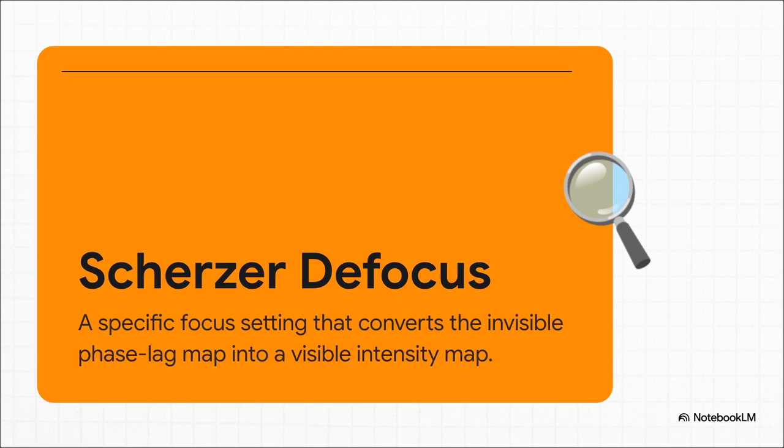It's a very specific focus setting in the microscope. By setting the focus just right, you can make the parts of the wave with the biggest phase lag, where the atoms are, appear dark, and the parts with no phase lag, the empty space, appear bright. Suddenly, the invisible becomes visible. The atoms just pop right out of the background.